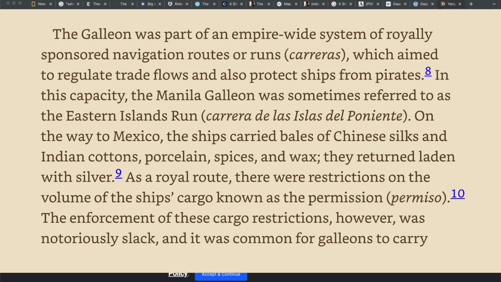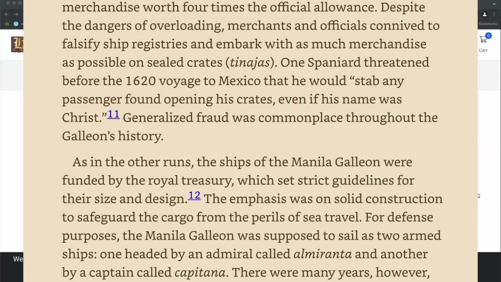As a royal route, there were restrictions on the volume of the ship's cargo, known as the permiso. The enforcement of these cargo restrictions, however, was notoriously slack, and it was common for galleons to carry merchandise worth 4 times the official allowance. Despite the dangers of overloading, merchants and officials connived to falsify ship registries and embark with as much merchandise as possible on sealed crates, tinajas. One Spaniard threatened before the 1620 voyage to Mexico that he would stab any passenger found opening his crates, even if his name was Christ. Generalized fraud was commonplace throughout the galleon's history.